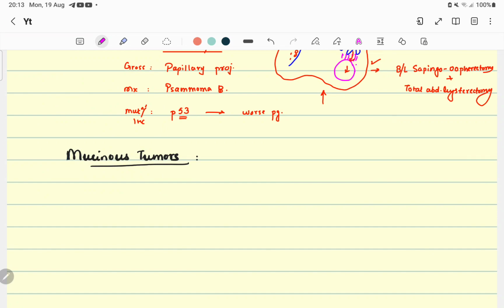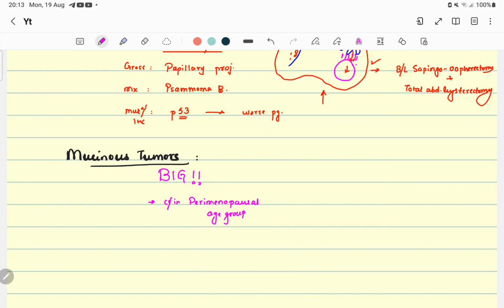Here, these make up 20 to 25% of ovarian tumors, and mucinous tumors are very big tumors. Really big tumors. They are common in the perimenopausal age group. An important thing is that it's common in the perimenopausal age group. And this can be benign as well as malignant.